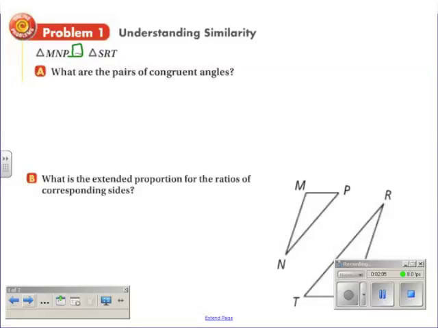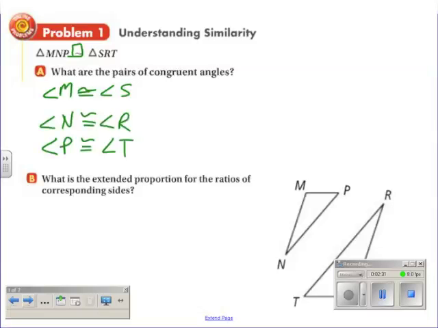Just based on the order of the vertices of the triangles that were given, we can automatically see that angle M, since it's the first angle given, is going to be congruent to angle S, whereas angle N is going to be congruent to angle R because they are the middle two vertices. And then we can also say angle P is congruent to angle T. Then for B, what is the extended proportion for the ratios of corresponding sides?